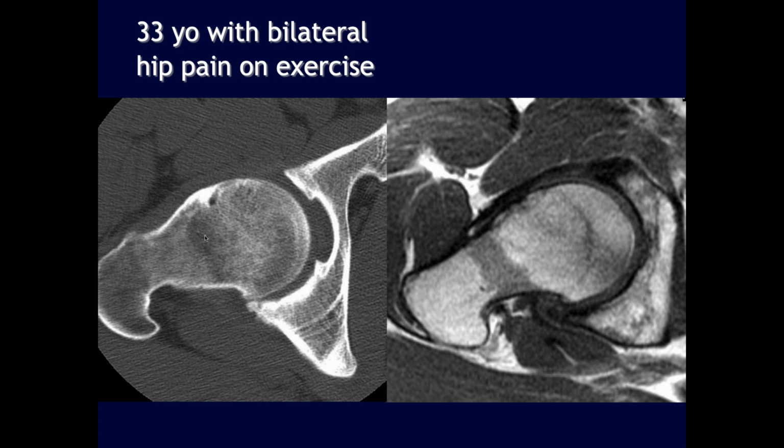But with this whole mechanism of injury, what you can see here is that the traditional CAM type with the bump is kind of late in the disease process. It's not an early indication, and these are not thought to be congenital lesions. These are acquired lesions due to the sports activity that they're doing and the trauma to the bone.